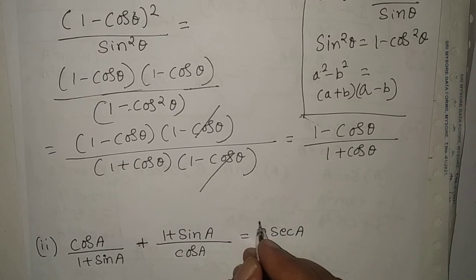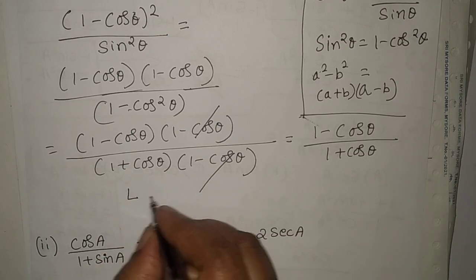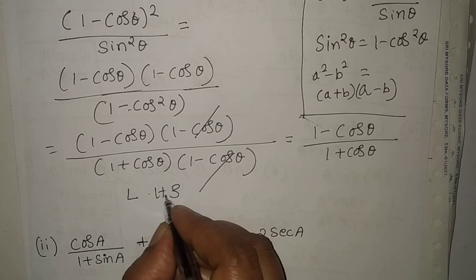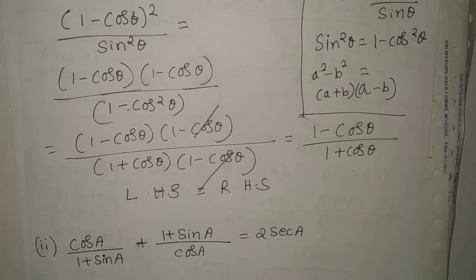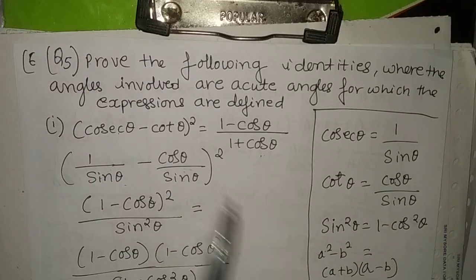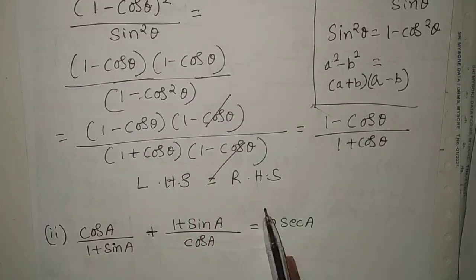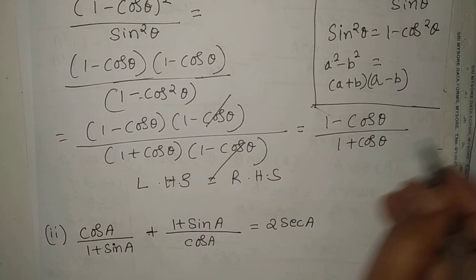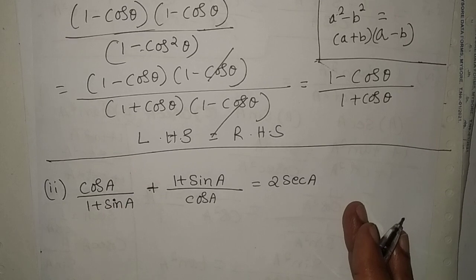Therefore LHS is equal to RHS. They are given. We equate this to this. So LHS is equal to RHS by simplifying. So after this we move on to the second one.